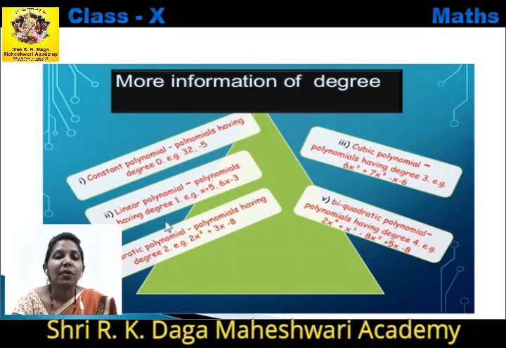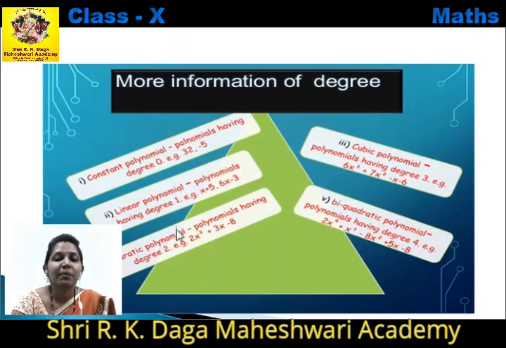Linear polynomial. Polynomial having degree 1. In this case the highest degree of variable is 1. Like x plus 5. In this case variable is x and the highest power of x is 1. So x plus 5 is a linear polynomial. In this example also, 6x minus 3, x is variable and its highest power is 1. So this 6x minus 3 is also a linear polynomial.